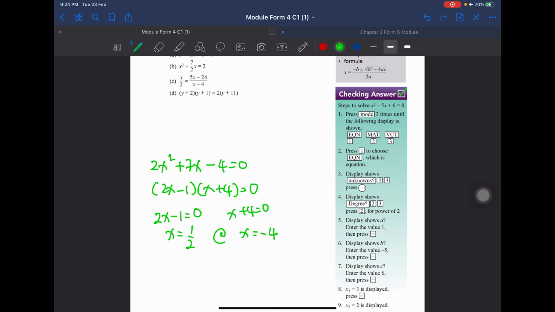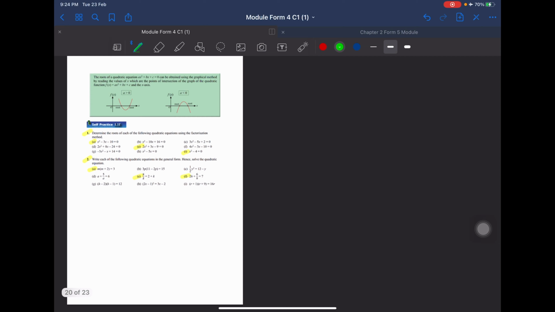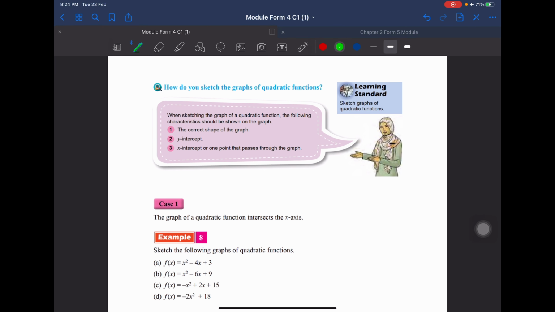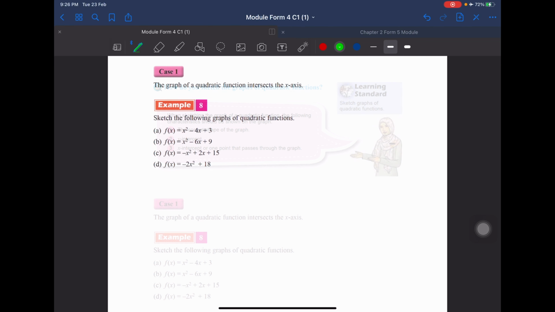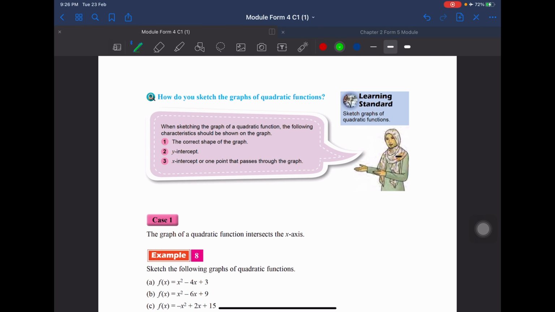Okay, ingat backward solution kena buat dari bawah ke atas. Okay, tapi hati-hati jika ada situasi yang jawapan dia pecahan seperti ini. Okay, so kalau tak ada masalah, kita teruskan ke next learning standard. So the next learning standard is sketch graph of quadratic function.